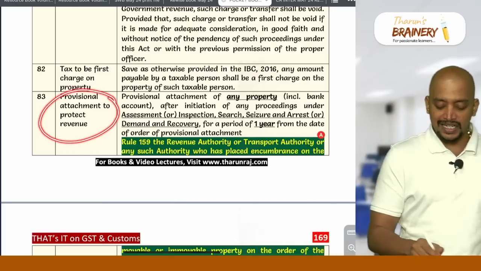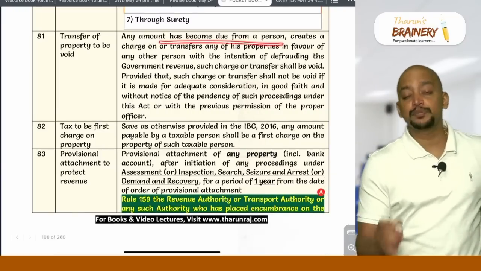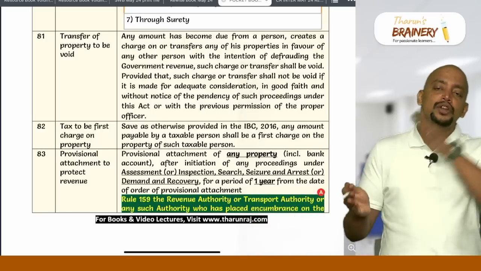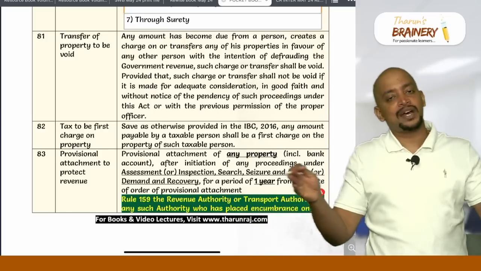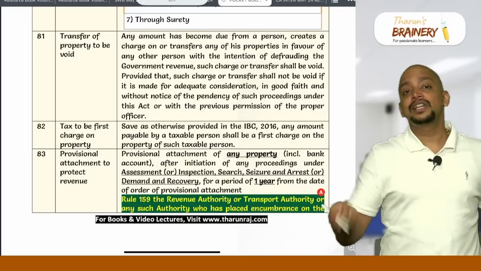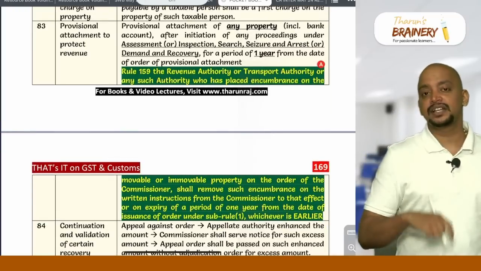And then provisional attachment to protect the revenue. Basically, in Section 81, only when the amount has become due from a person, and thereafter he transfers, that is void. Suppose the notice is given and the order is not yet passed, and during that period he transfers any asset, that is not void. Then if he transfers, what is the relief available to the department? That's where Section 83 will come.